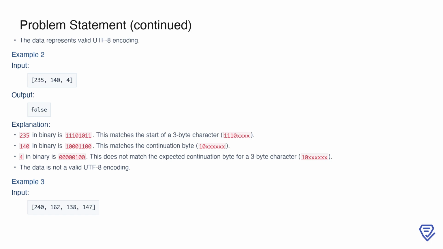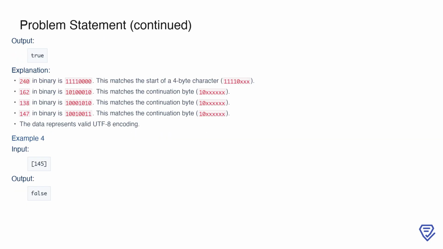Now, let's look at a different example, 235, 140, 4. The first byte, 235, is 11101011 in binary, which matches the start of a 3-byte character. The next byte, 140, is 10001100, which is a valid continuation byte. However, the final byte, 4, is 00000100, which does not match the required continuation byte format for a 3-byte character. Because the sequence is incomplete or malformed, the output in this case is false. This demonstrates how a single invalid byte can cause the entire sequence to fail UTF-8 validation.